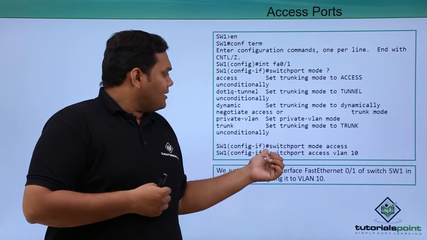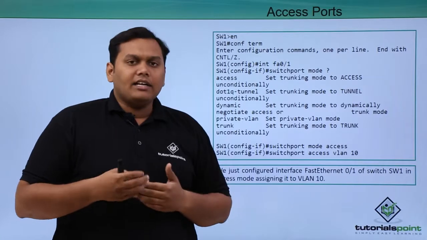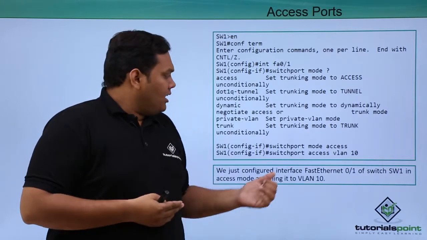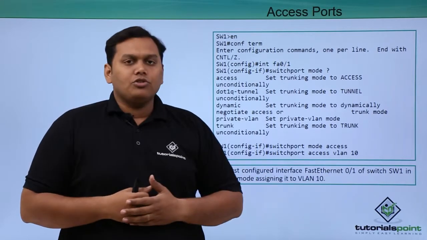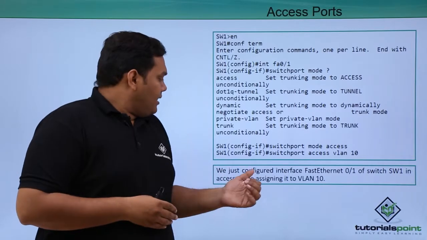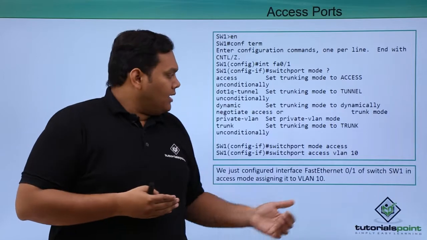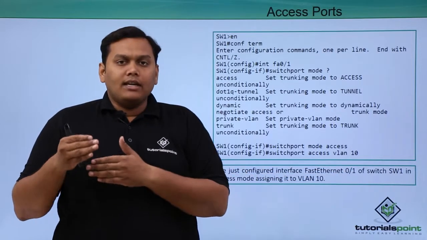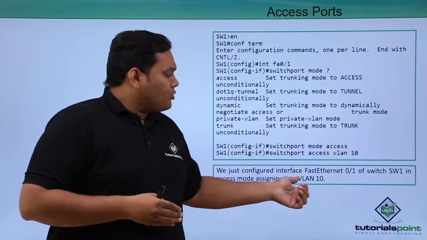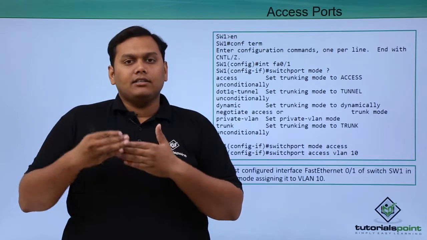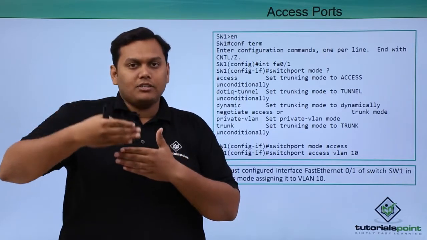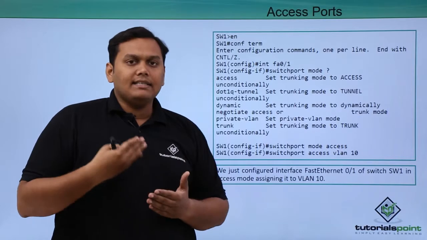We select the switch mode as access, and after selecting access, we specify which VLAN it belongs to, which is VLAN 10. Then we configure interface FastEthernet 0/1 of switch SW1 in access mode, assigning it to VLAN 10. So, we have assigned the port as an access port and assigned it to VLAN 10.